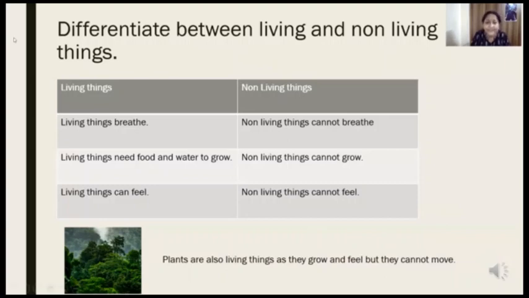Okay? Another important point, children. Plants are also living things. As they grow, they feel, they need food and water, but they cannot move. Plants are also living things, but they cannot move. Okay?